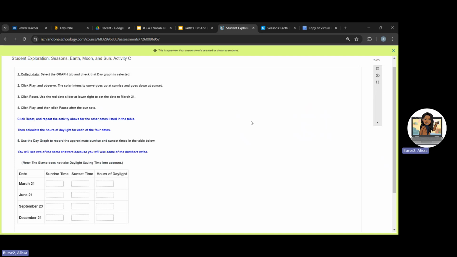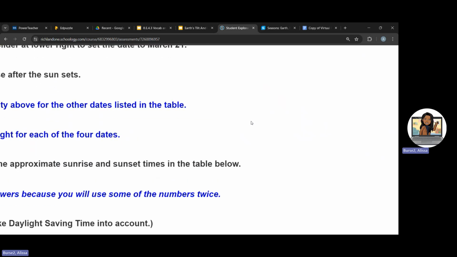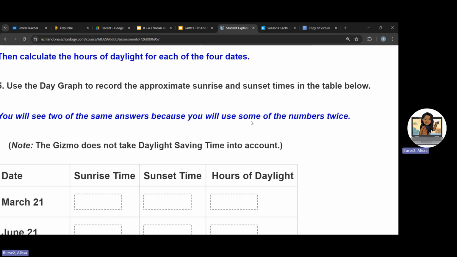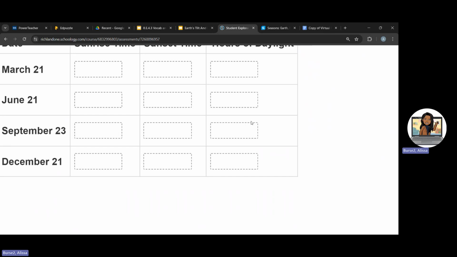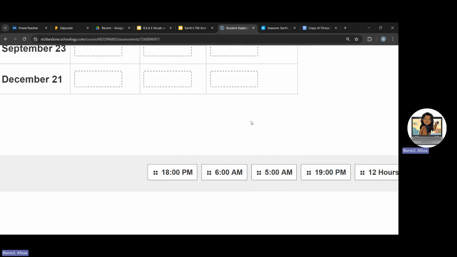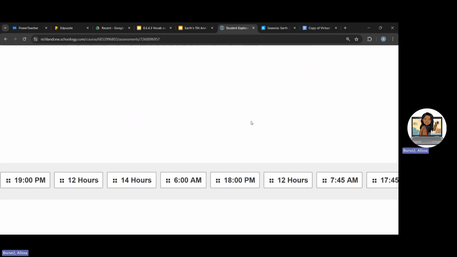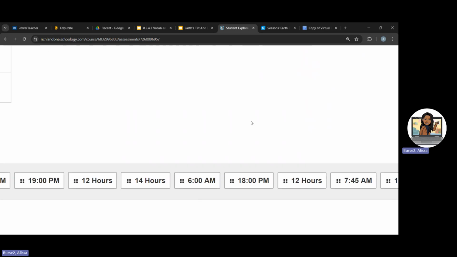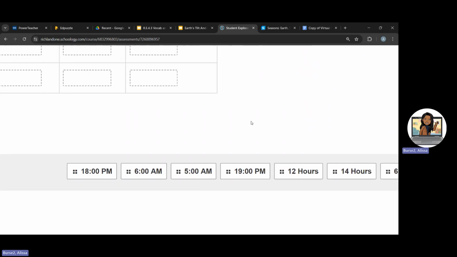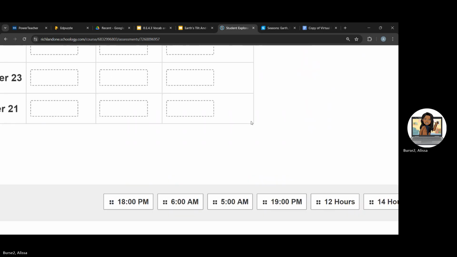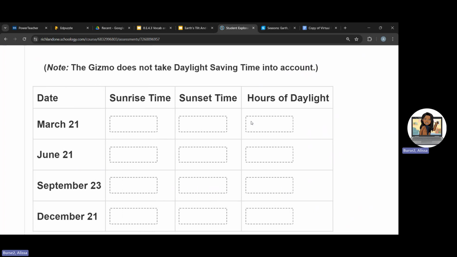So we have student exploration season. Here are all of the instructions on what you need to do. These are all the instructions I just went over. You're going to fill it in. Here's your March 21st. You're going to do the same for June 21st, September 23rd, and December 21st. What I did do is I put the hours that you would be using, the times that you would be using down here. Some of these you will see copies of, so 12 hours and 12 hours. Is down there 6 hours, 18. But you're dragging and dropping, y'all. When you see those doubles, that means it's going to be used more than once.